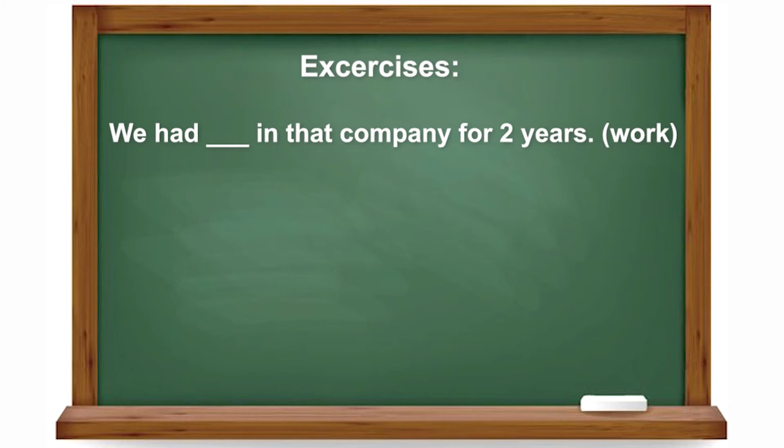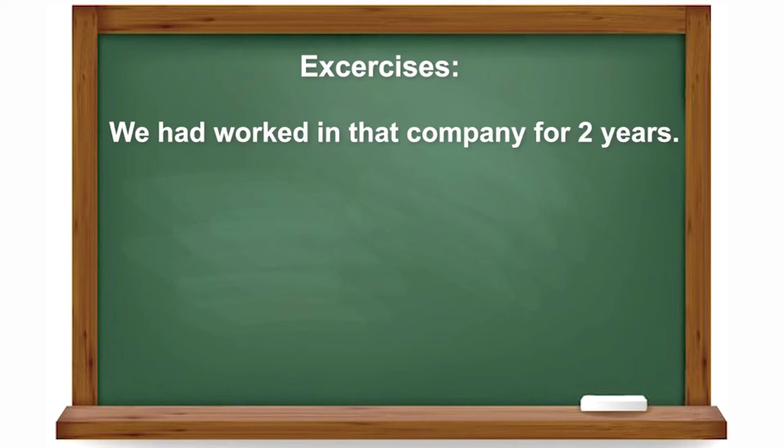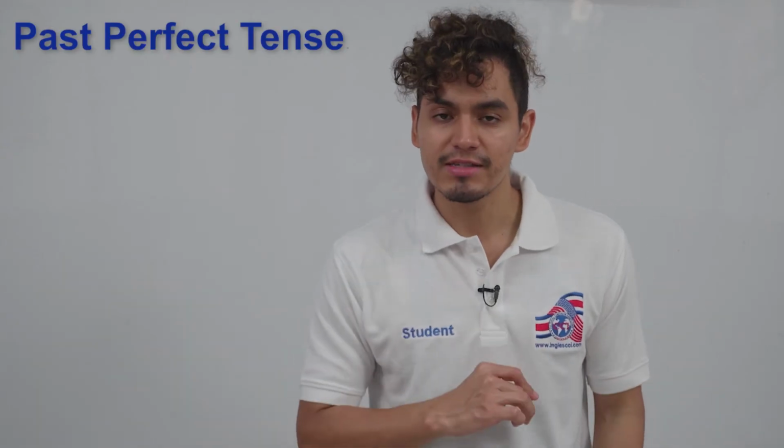We had a blank space in that company for 2 years. Tick-tock, and the verb that you have to use is work. So, what is the answer? That's right. If you thought about, we had worked in that company for 2 years, you were right. Good job. Remember, work is a regular verb. You only have to add ed to make it past participle, all right? Excellent.